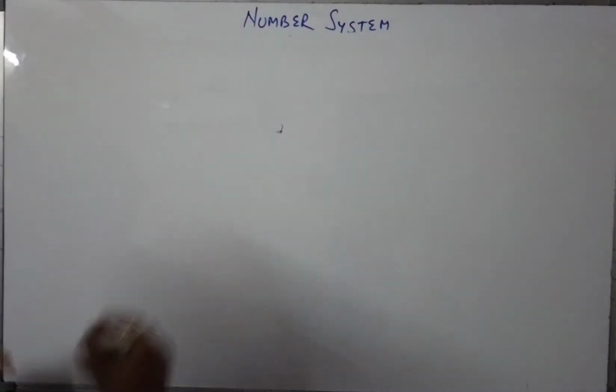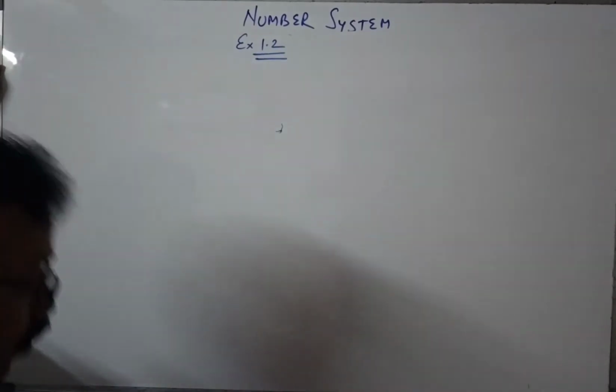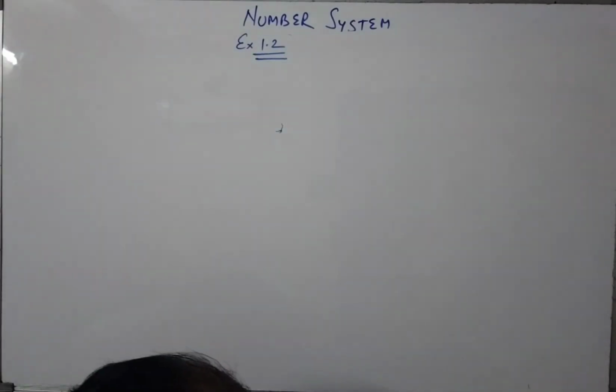In exercise 1.2 of Number System, we have to start with some true or false questions. The first true or false is just asking one thing: every irrational number is a real number.